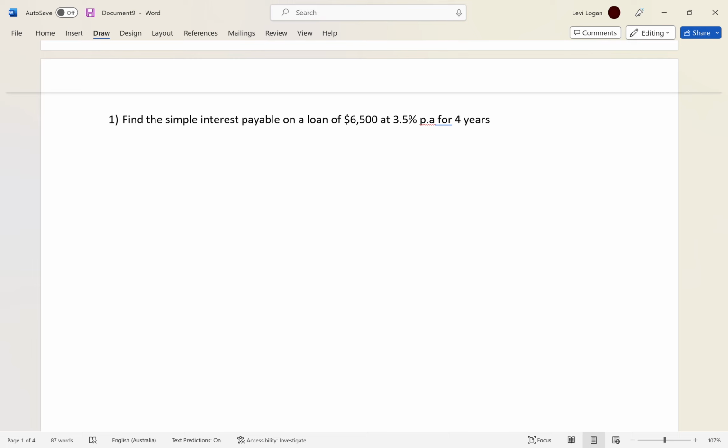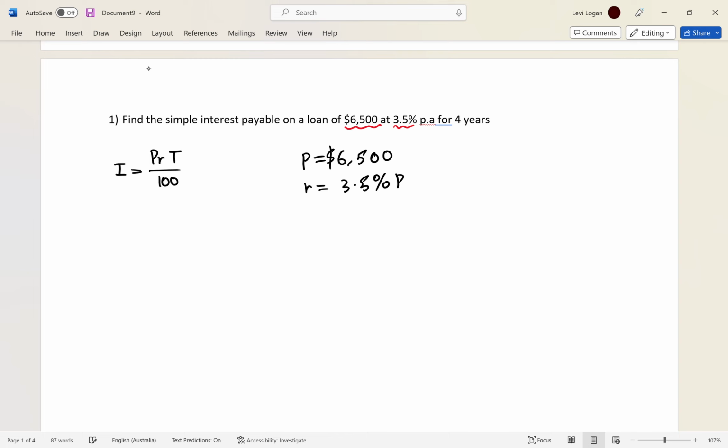Straight off the bat, I'm going to write out my formula. Interest is equal to the principal times the rate times the time over 100. Looking at this question, we have our principal, so P is equal to $6,500. We've also been given the rate, so our R is 3.5% P.A. And we've been given the time of 4 years, so capital T is equal to 4 years.